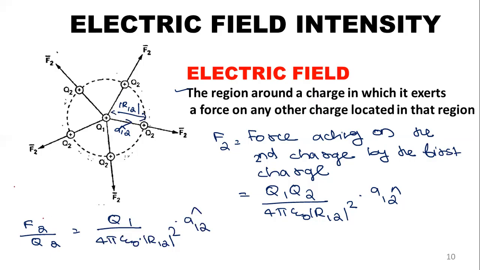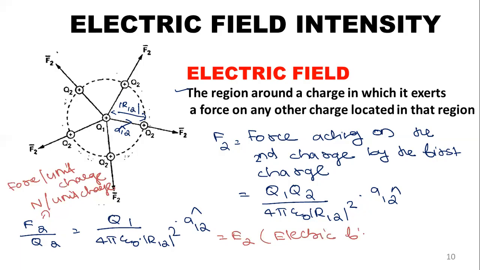So what is F2 by Q2? Force per unit charge, or you can also write it as Newton per unit charge, or Newton per coulomb. The charge unit you know. So this force per charge is what we call E2, that is electric field intensity. The unit can be Newton per coulomb, or also we give the unit volt per meter. That you will also derive when you move ahead.